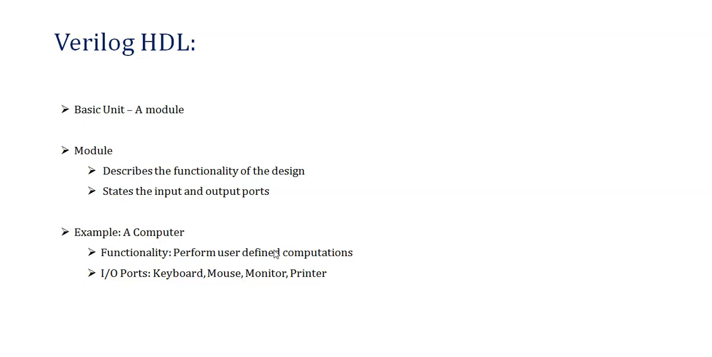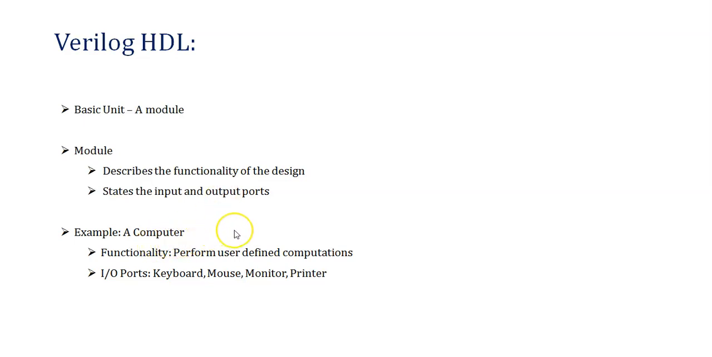Now, whenever we are writing code in Verilog, the basic thing you need to remember is that there is a module and endmodule. Within that, you need to write your code. The basic unit is the module. Inside the module, you are describing the functionality. First you write the input, output, and inout ports, then the functionality, and then endmodule.